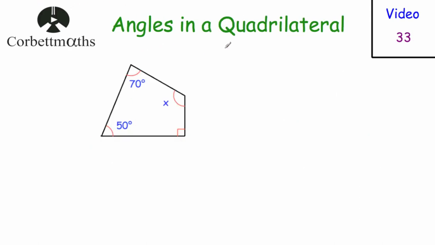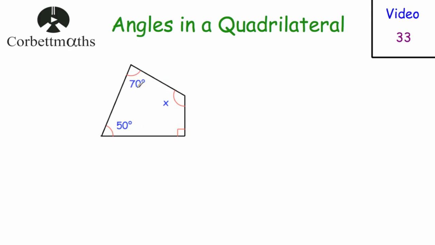Our next topic is angles in a quadrilateral. So here we've got a four-sided shape. Every single time you add on an extra side of a shape, you add on 180 degrees to its angles. So you know that with a triangle, the angles add up to 180. If we add another side in, that means that now the angles in a quadrilateral will add up to 360 degrees.